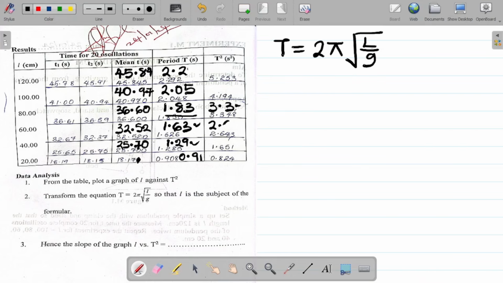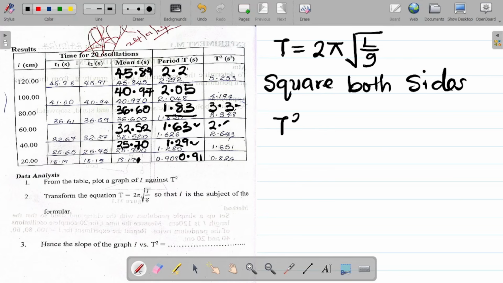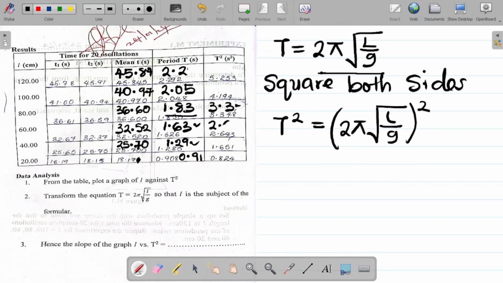Let's find L. How do we find L here? Our first task is to square both sides. If I square both sides, it becomes t squared is equal to, since this term is large, I'll put it in brackets, 2 pi root L over G, this all squared.